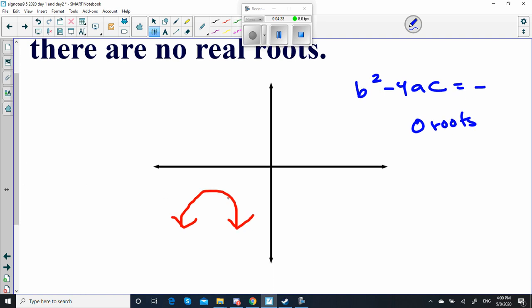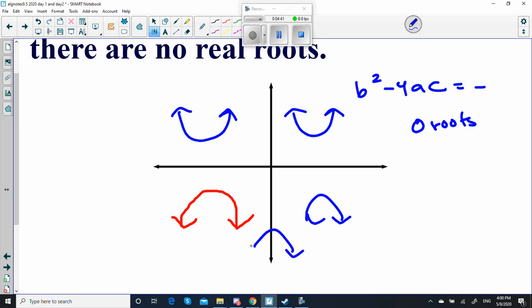There's a picture of a parabola that is never going to cross the x-axis. I could draw some others. So we could be going up on this side, or up on this side, or down on this side, or we could go across the x-axis, or the y-axis. We're still not crossing the x. So all of these, if I had the equations, would give me negative for the discriminant, and I know that means it does not cross the x, or it does not have any roots.